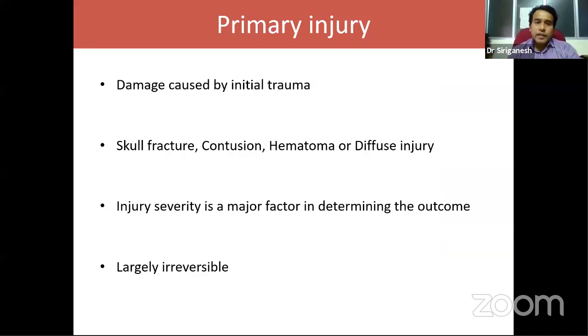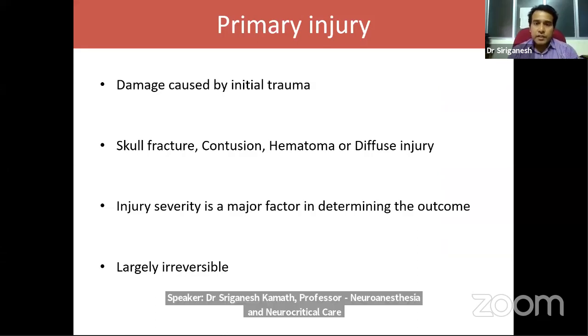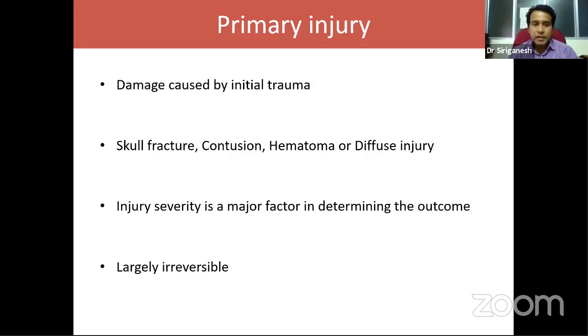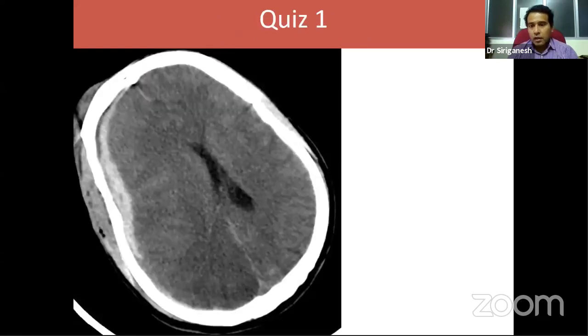When you talk of traumatic brain injury, there are 2 types of injuries. One is primary injury, one is secondary injury. The primary injury is the damage caused by initial impact, which can result in skull fractures, contusions, hematomas, or diffuse injury. The severity of primary injury is a major determining factor for outcome, and most of these primary injuries are largely irreversible. So here comes the first question for the audience.